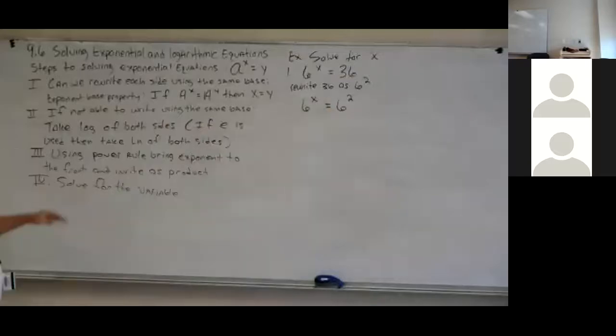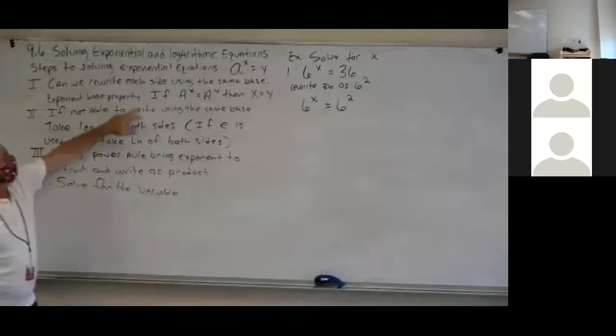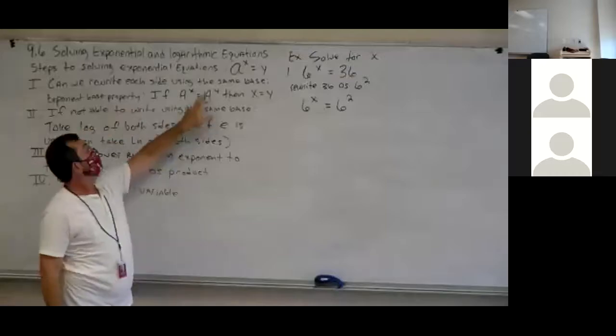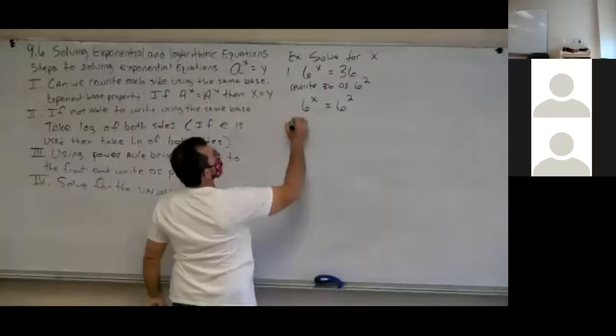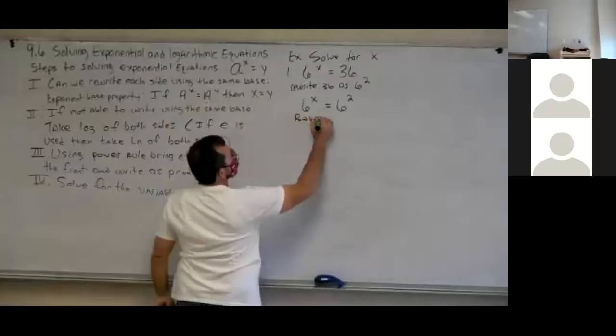So I can actually use this first property, which says if I got two bases that match, then that means those exponents have to be equal. So here we go. Bases match.